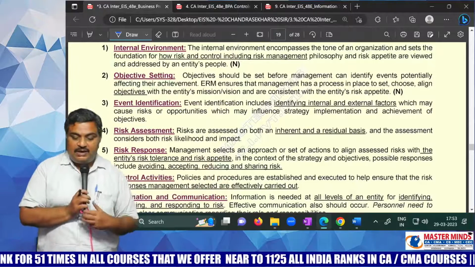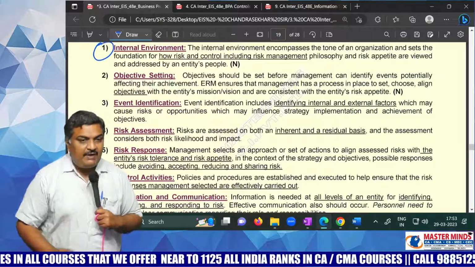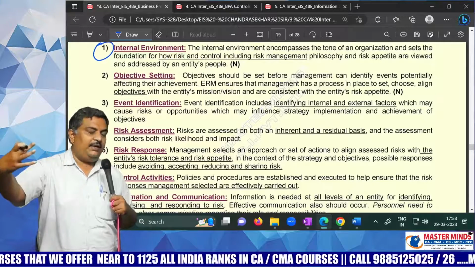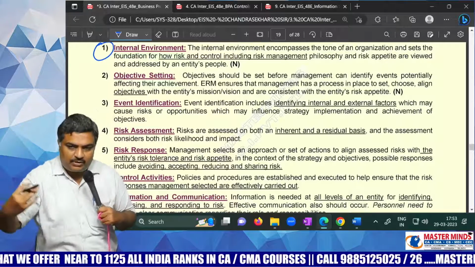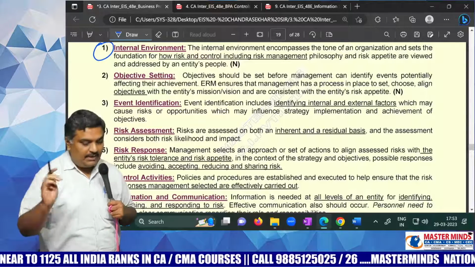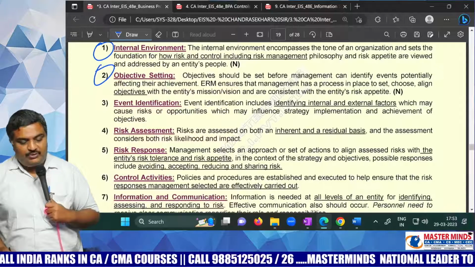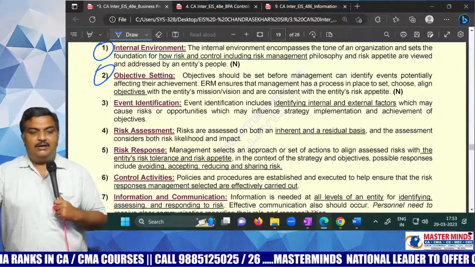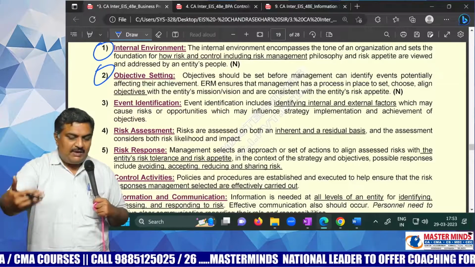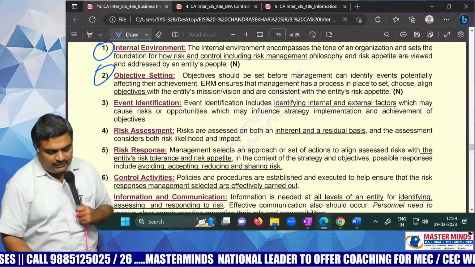A very good internal environment should be there. Very good internal environment means what? Everyone working in your organization should be risk conscious, and everyone should have at least some basic knowledge about risk management. Okay, then that is fine. And you need to have a very good objective. Objective means what? First you need to understand what your risk appetite is. Risk appetite means how much risk you can take, and basing on that, how much money you need to spend to eliminate the risk. These all objectives you need to set.